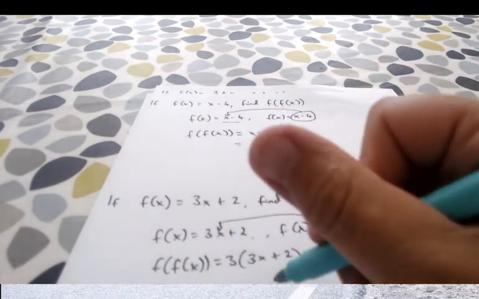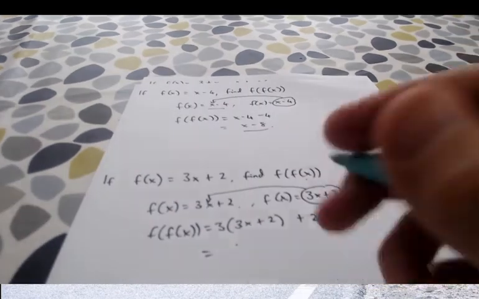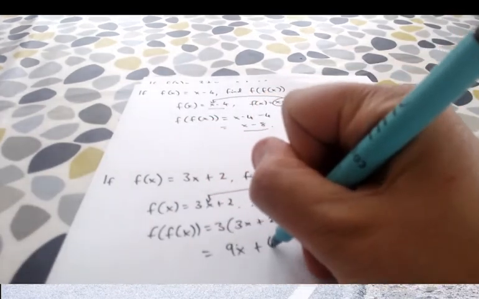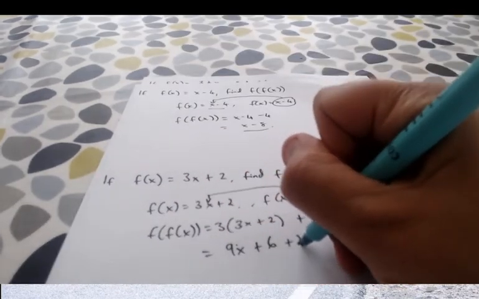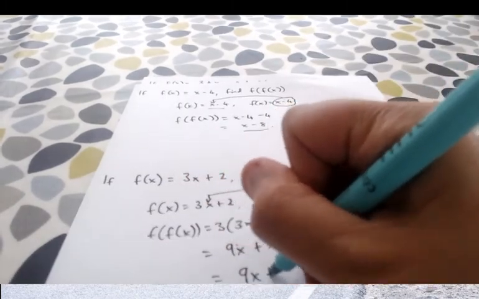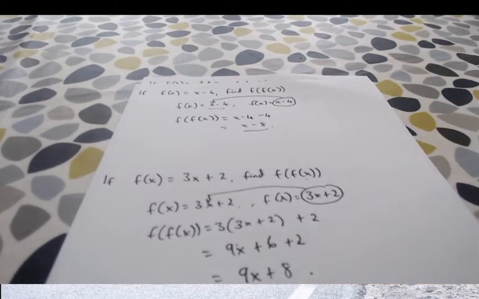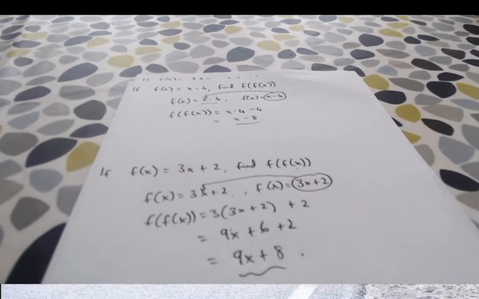Multiply out the bracket, that's going to give me 9x add 6 add 2, so my final answer is 9x add 8. I hope you got it right.